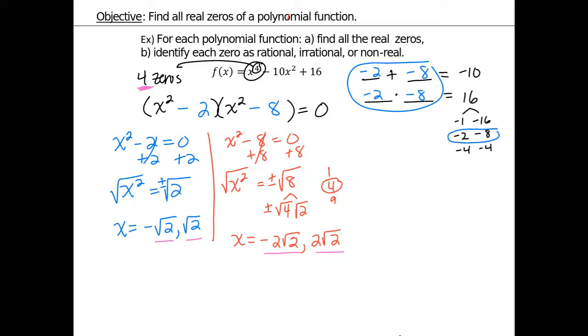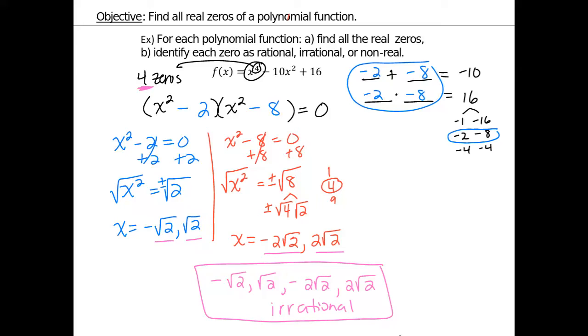So I'm just going to say, for my final answer, negative root 2, positive root 2, negative 2 root 2, and a positive 2 root 2. And those are all irrational. For my final answer. Okay?